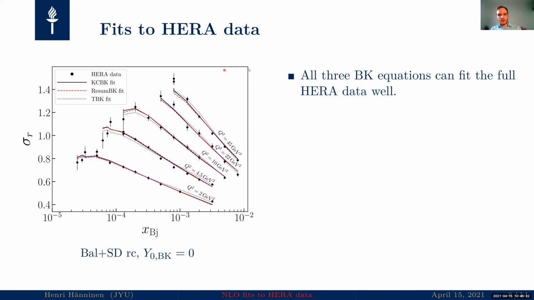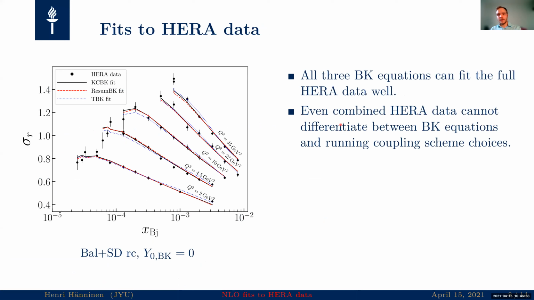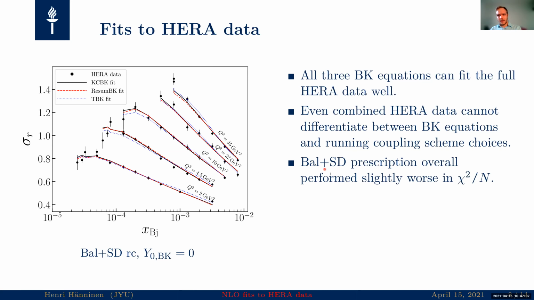So then let's move on to our fits. So here's HERA sigma reduced as a function of the Bjorken x using the more realistic running coupling, parameterizing at y0. And there's one fit with each of the enhanced BK equations. And as you can see, all the three equations can fit the HERA data quite well. And we found that even the combined HERA data cannot really differentiate between the BK equations or the running couplings. And lastly, the more realistic prescription for the running coupling seemed to perform slightly worse in chi-squared.